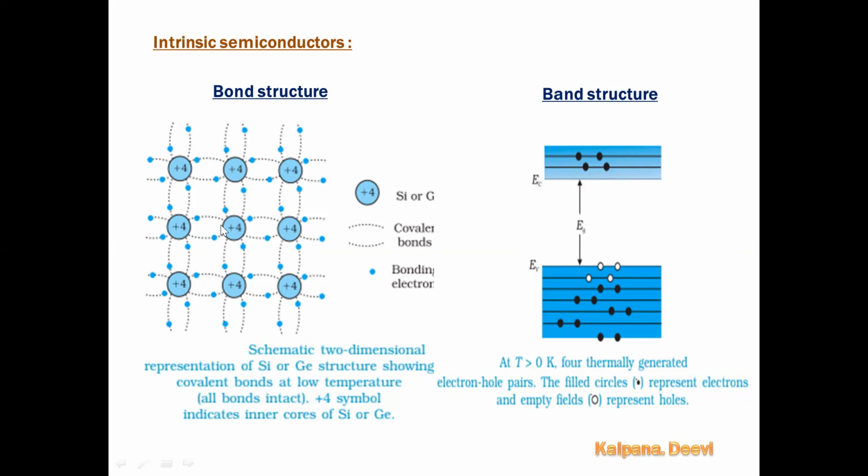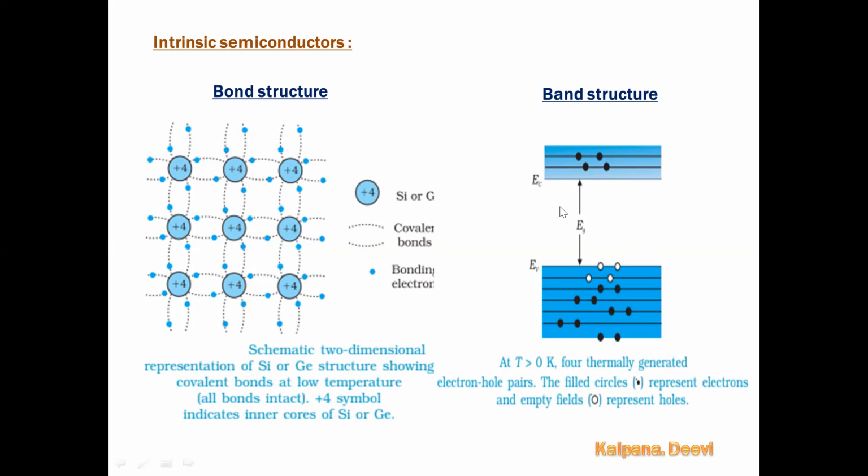Inside a silicon material, these atoms will form a bond with the neighboring atoms by sharing their electrons. A bond formed between two atoms by sharing of electrons is known as a covalent bond. Hence, in a semiconducting material, we have covalent bonds. At T equal to 0 Kelvin, all these electrons are bonded. No free electrons are available here. So it acts like an insulator at T equal to 0 Kelvin.